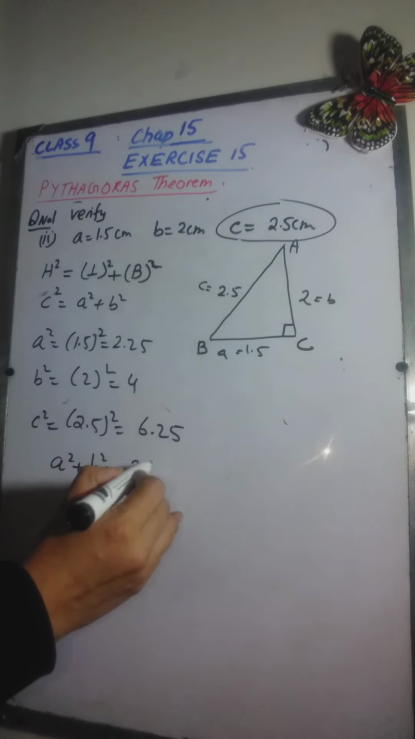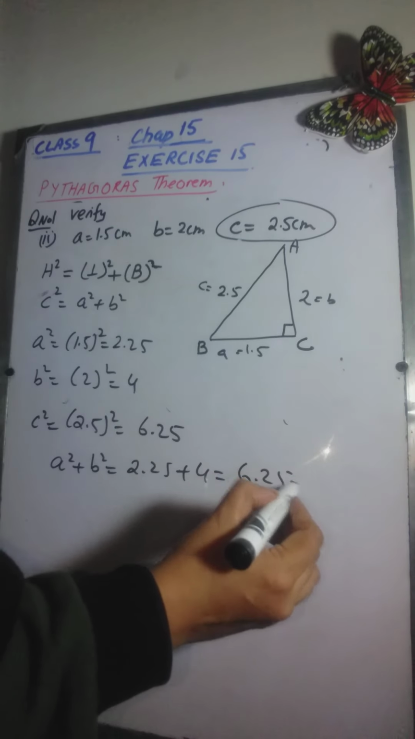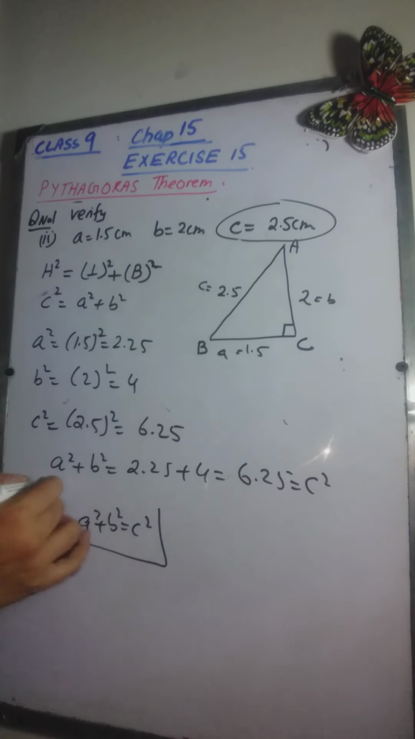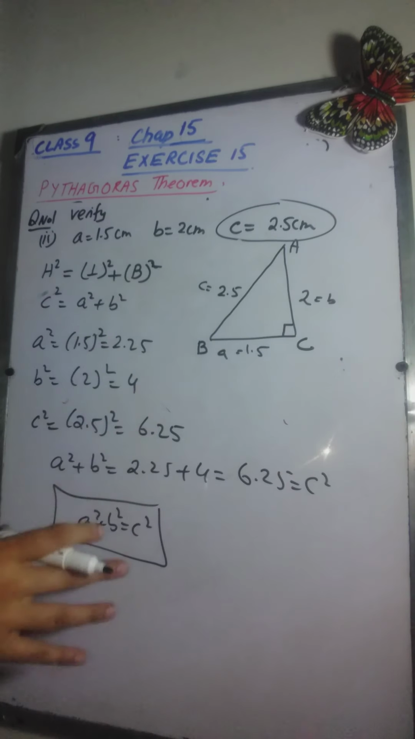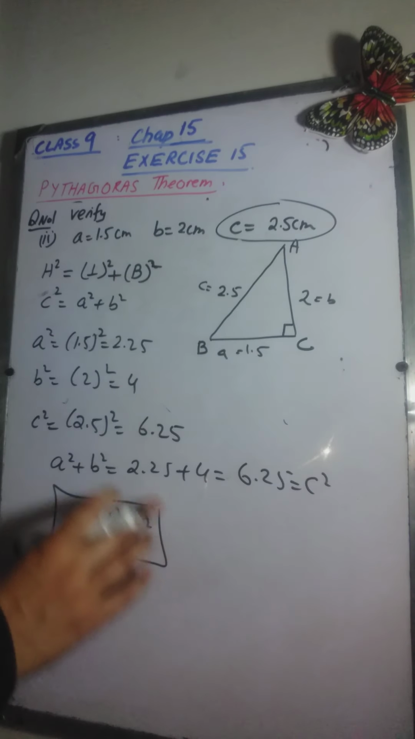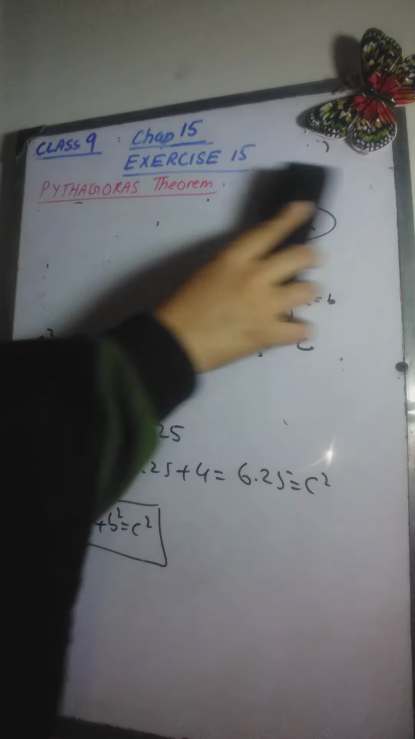Now if we add these two, 2.25 plus 4 is equal to 6.25, which is equal to c square. It means that a square plus b square is equal to c square, or in other words, the hypotenuse square is equal to the sum of squares of the other two sides. This implies that these measurements belong to a right triangle, because the Pythagoras theorem is satisfied by all these 3 sides. So this completes the solution of this. The remaining parts have exactly the same solution. So the next question that we are going to solve is question number 3.